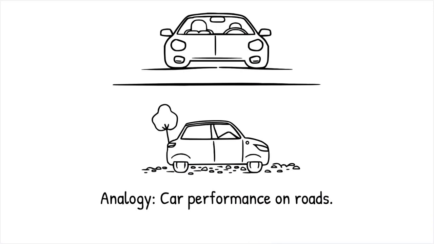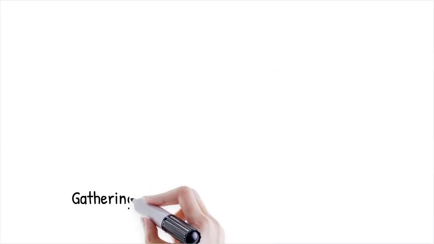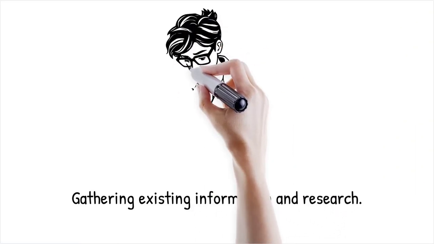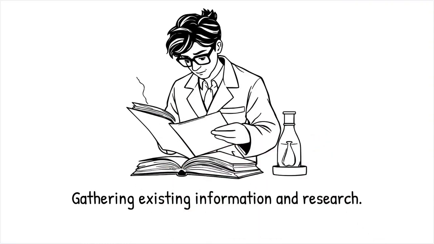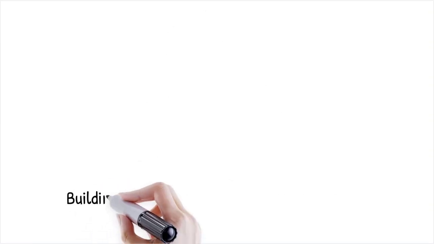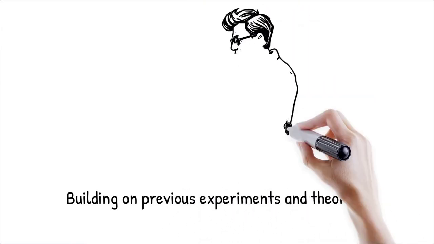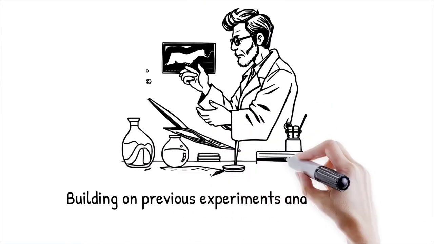Research and background information. After formulating a question, the next step is to gather existing information and review the scientific literature related to the topic. This research helps to understand what is already known, identify gaps in knowledge, and refine the original question. By studying previous experiments and theories, scientists can build upon established work and avoid duplicating efforts. This background research is essential for creating a solid foundation for the hypothesis.